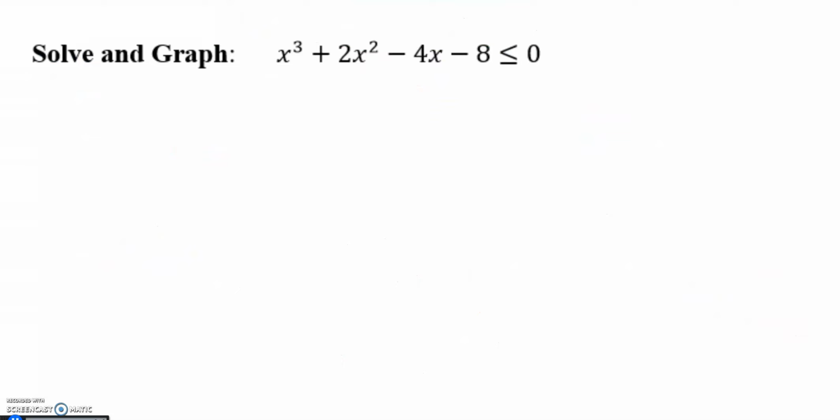This next example looks like we have a degree higher than 2. So the first thing I would check for is if we can factor by grouping. It looks like we can. So what I'd like you to do is pause, factor by grouping, and see if you can find your critical numbers. So please pause now.